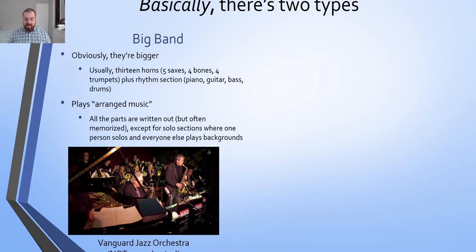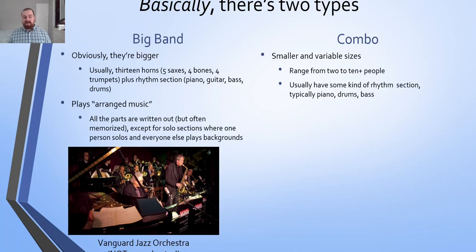However, what is probably more common in general for jazz is what we call a combo. So these are smaller and have variable sizes, which could range from 2 to 10 plus people. So basically, almost all the way up to the size of a big band again, or down to just 2 people as a combo. Usually you have some kind of rhythm section, typically piano, drums, and bass. That could be the whole combo. It's called a piano trio. Piano, drums, bass, that could be it. That's all that you might need.